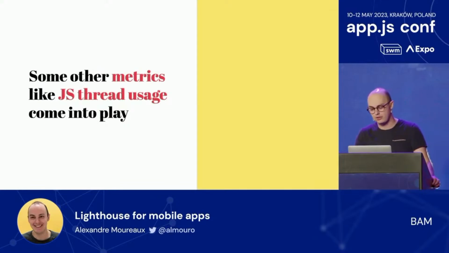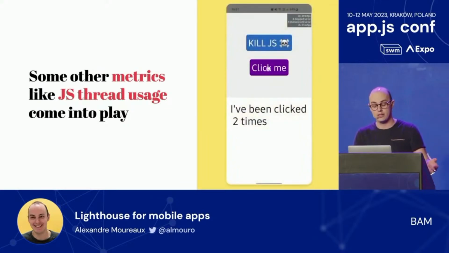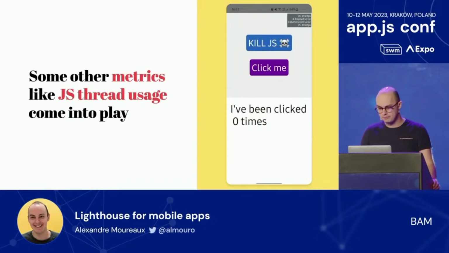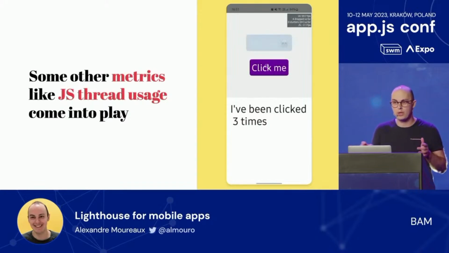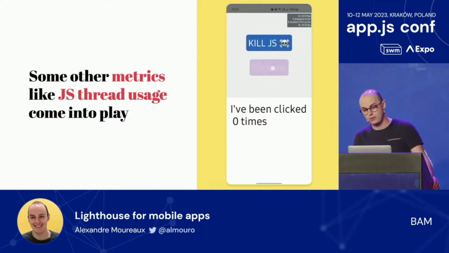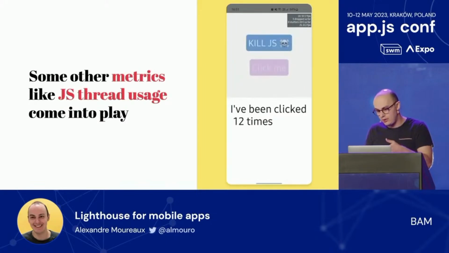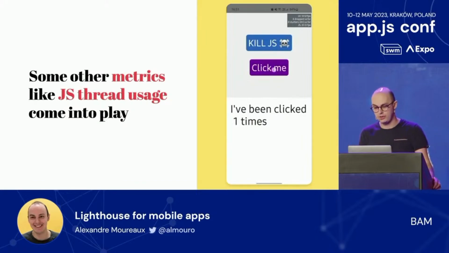Of course, some other metrics like the JS thread usage come into play if we're React Native developers. For example, here I have an app, beautifully designed, I must say, with a kill.js button that runs a very expensive calculation on the JS thread. So of course, if I click it, then I can click me, nothing happens until kill.js finishes, and then poof, OK, it works. So we need to take that into account as well.